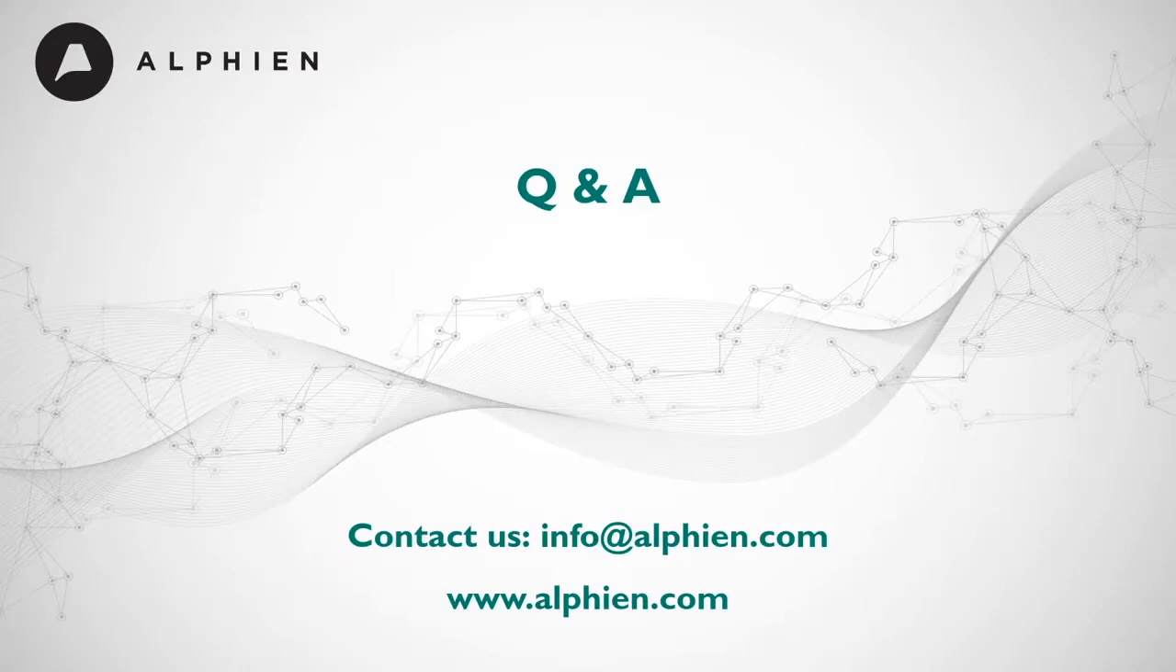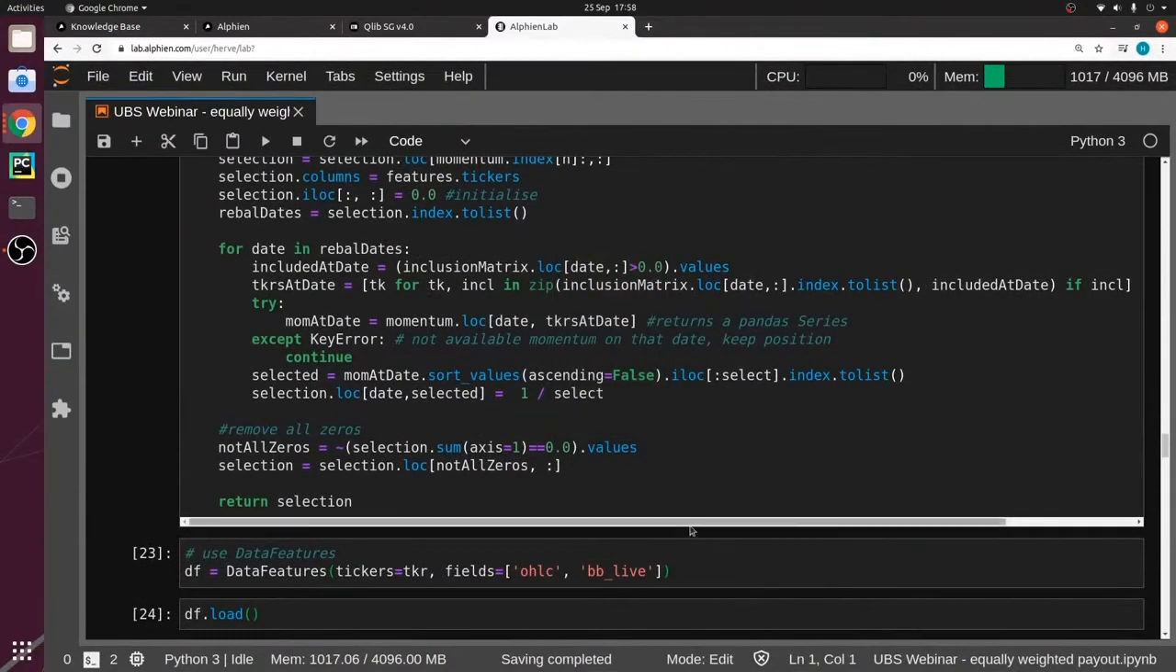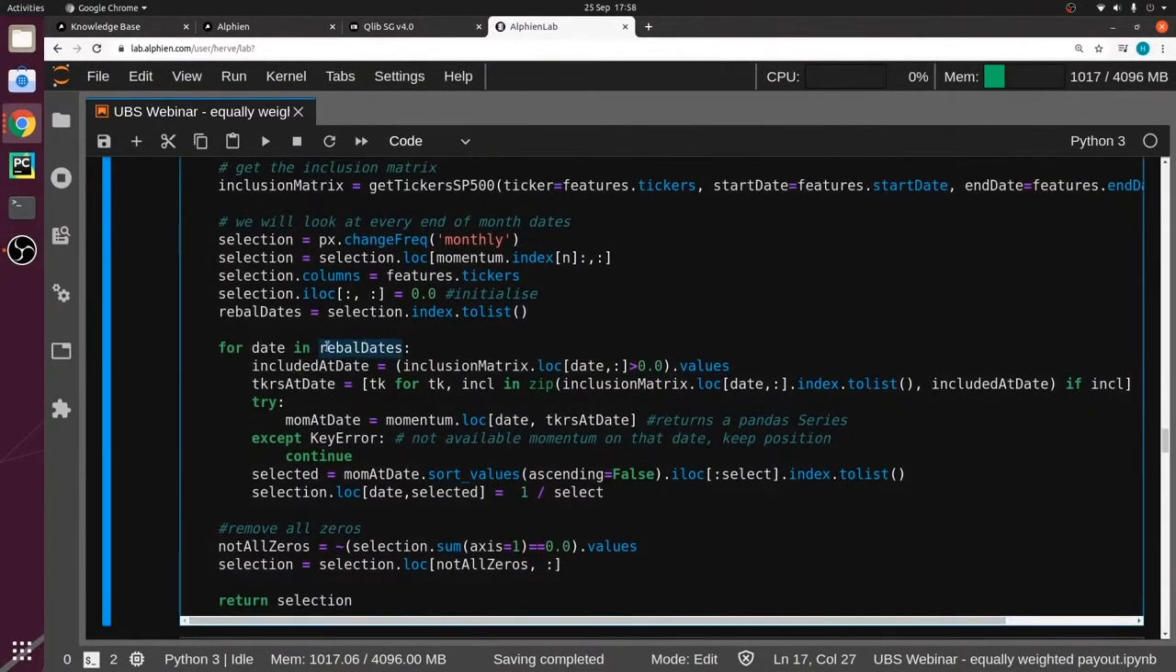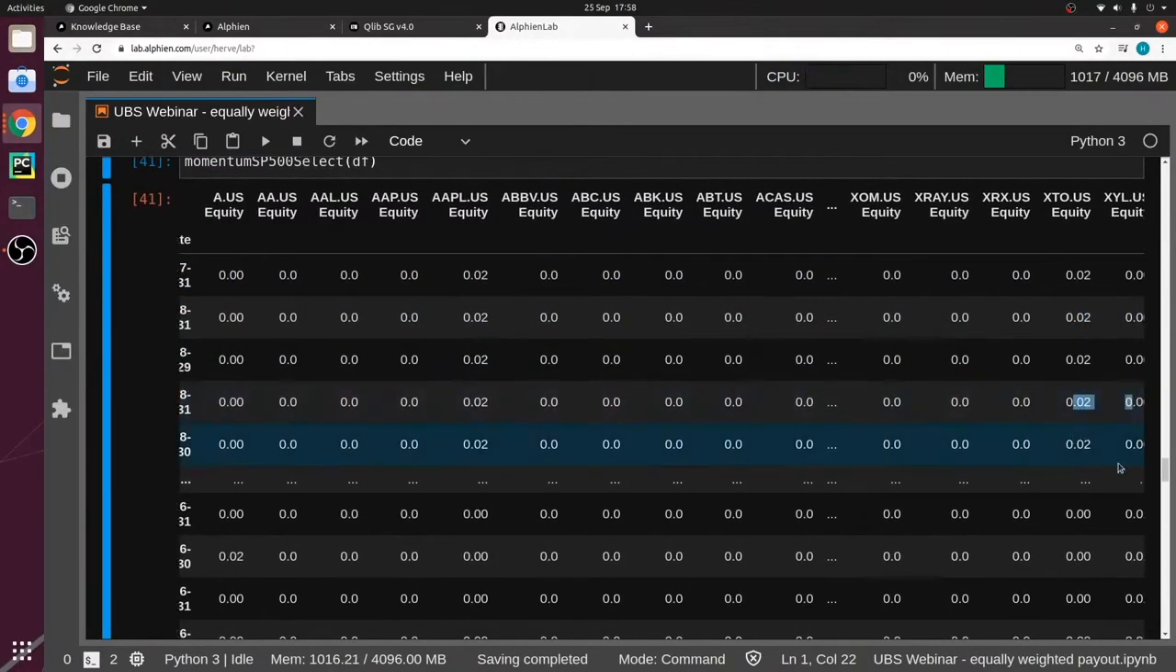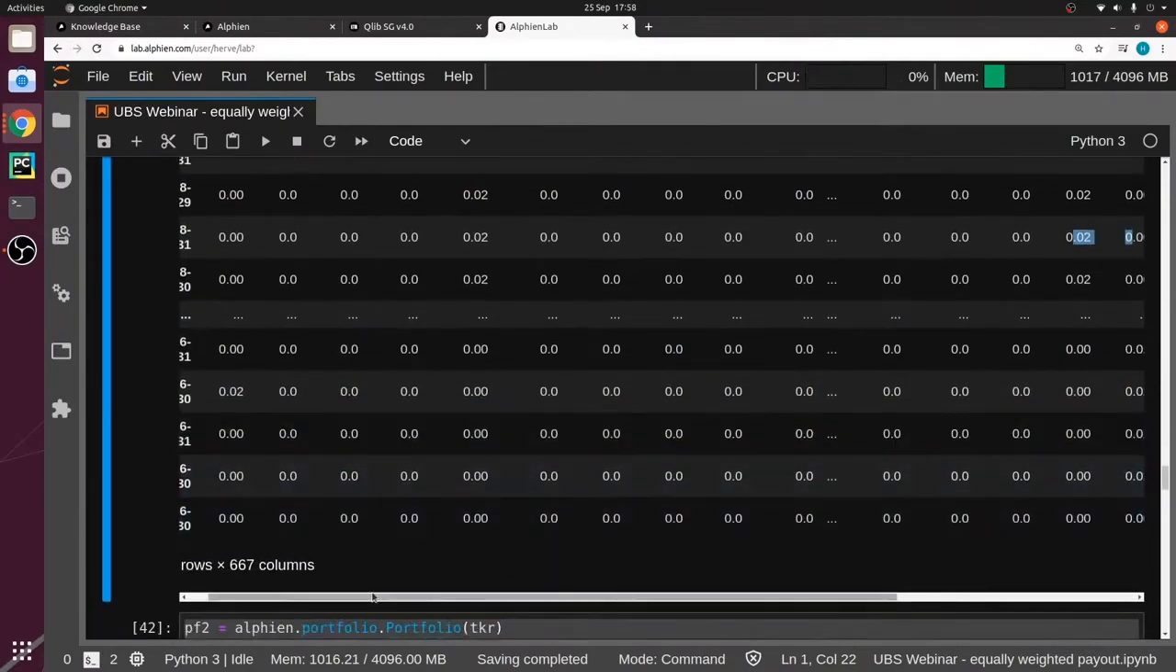So you need to target 2% at each rebalancing date. Let's go back to my payout here. We could see I had some rebalancing dates. In this very instance, rebalancing dates are December, January, February, March. So it's only once a month I am rebalancing, and I am always allocating 2%. Okay, here 2%, 2%, 2%. So there is no deviation from that rule.